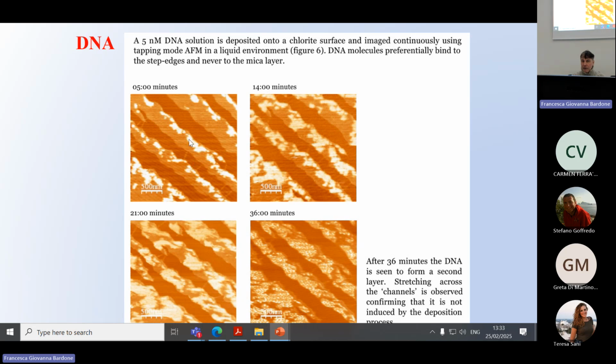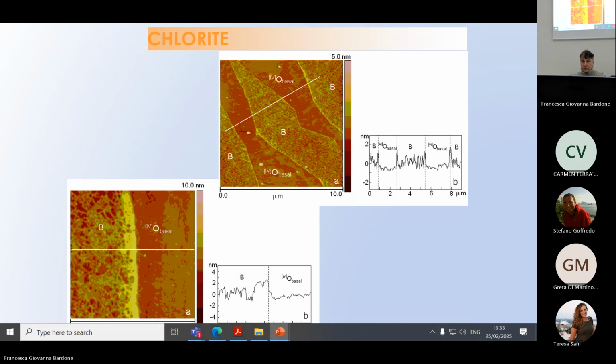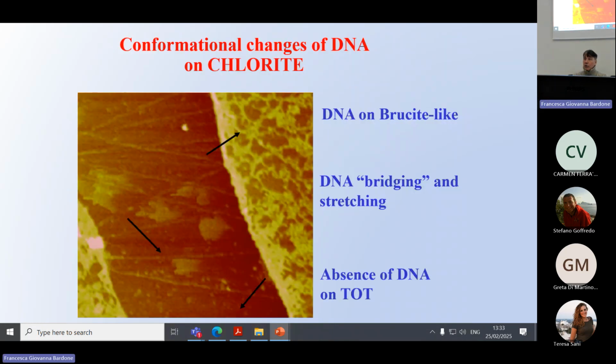This is black with the white areas after 5 minutes, 14 minutes, 21, and 30, when all the liquid was completely removed. DNA went only on the positive part. But look at what we observed between two positive layers. We have some DNA filaments in a stretched condition. So the potential of the mineral attached the DNA in a stretched condition.